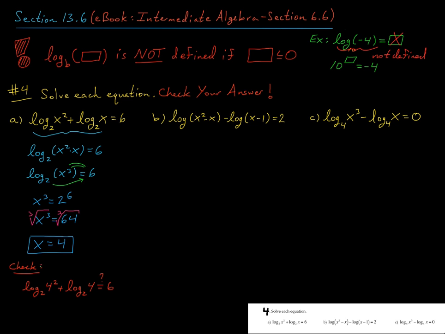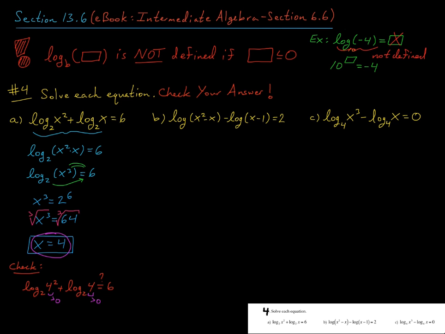What I really care about when it comes to the check is, look, when I plug 4 in, am I going to get something inside a logarithm that is either negative or 0? In the case here, no. I'm not going to run into any problems because I'm taking here the log of 4, and this is just the log of 4 squared. So since these inputs to the logarithms are both positive, this right here is a keeper.